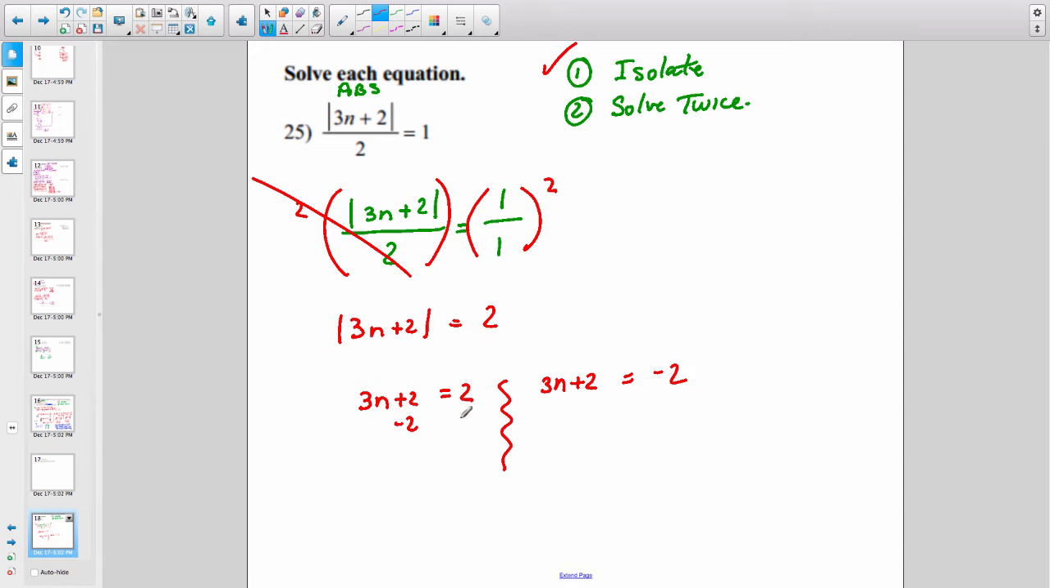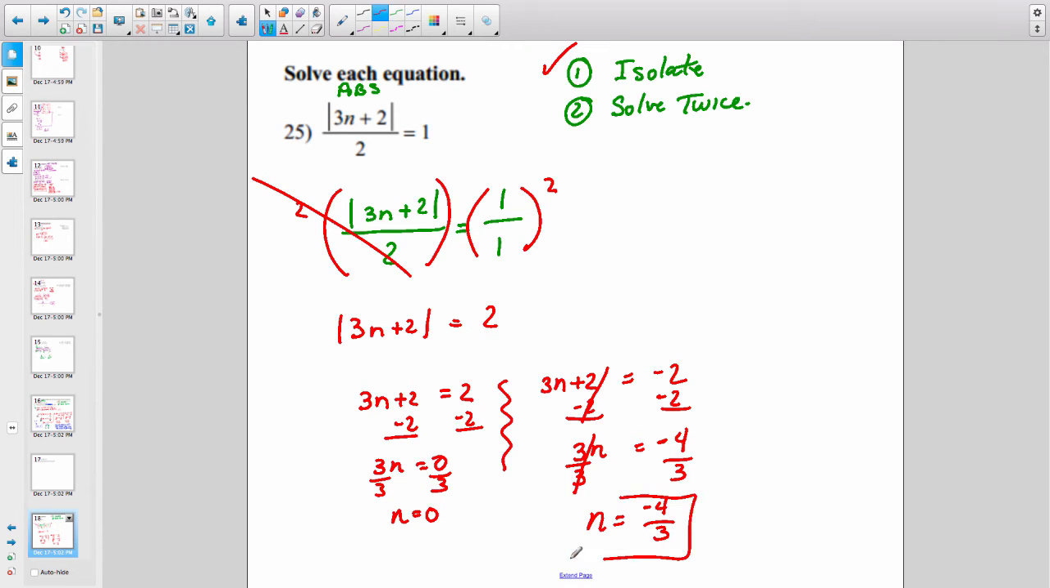Let's solve. 3n is 0. Divide by 3. n is equal to 0. Okay, but with absolute value, there's always another possibility, so let's check the right-hand side. Taking away 2 here, not so easy. We get 3n equal to negative 4. Dividing by 3, which gets n by itself, you end up with this fraction, negative 4 thirds. But that's okay. Fractions are all right, no big deal. So the answer to this equation is n equals 0 and n equals negative 4 thirds.